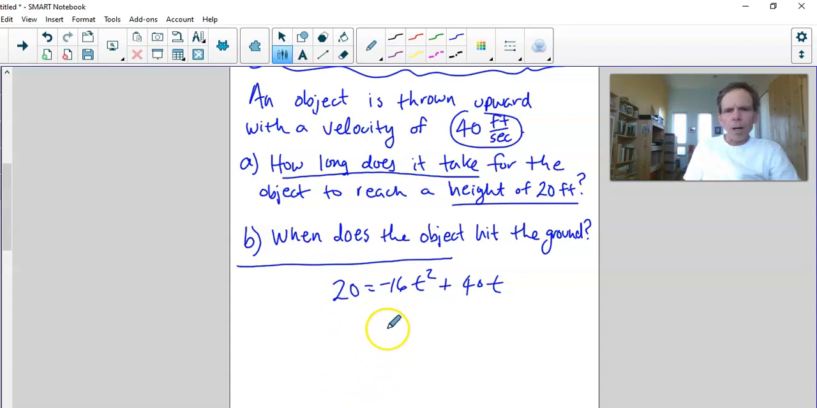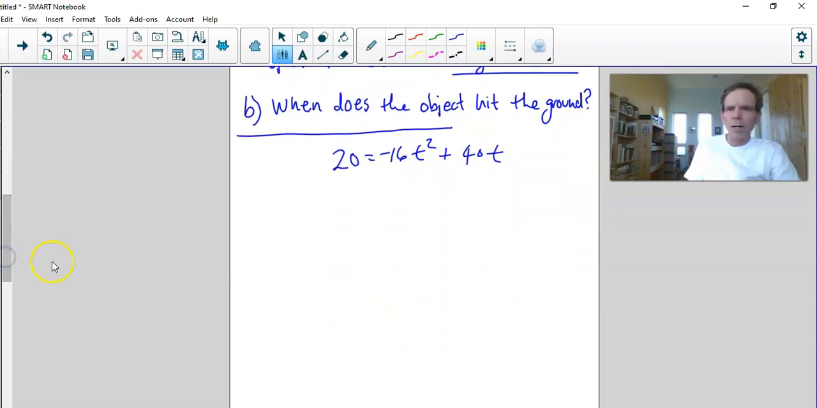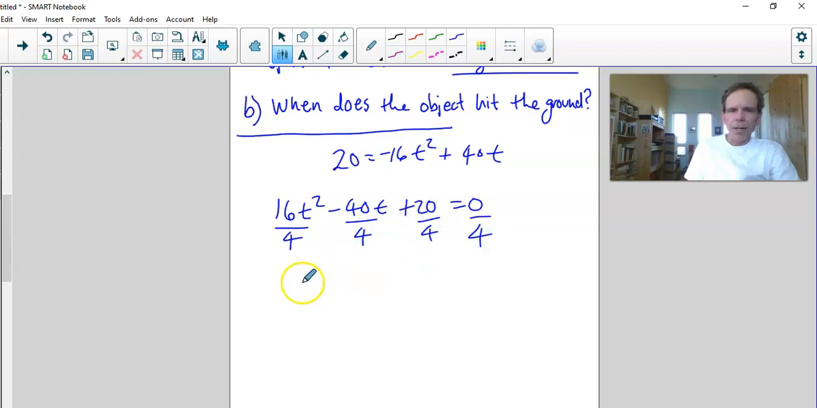Now, let's solve this. This is looking very quadratic to me. I'm going to move some terms around to make this look nicer. I'm going to add 16t squared to both sides, and I'm going to subtract 40t from both sides to give 16t squared minus 40t plus 20 equals 0. Now I see that there's a common factor in all these terms. I'm going to divide both sides by 4. That's the greatest common factor here. And if you do that, you end up with 4t squared minus 10t plus 5 equals 0.